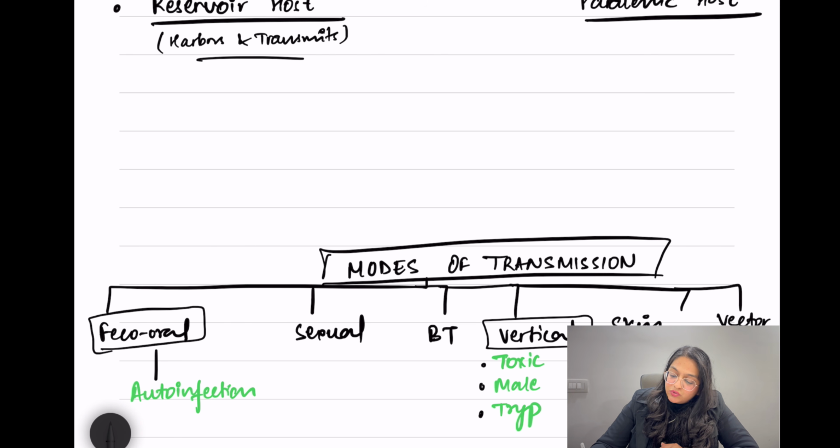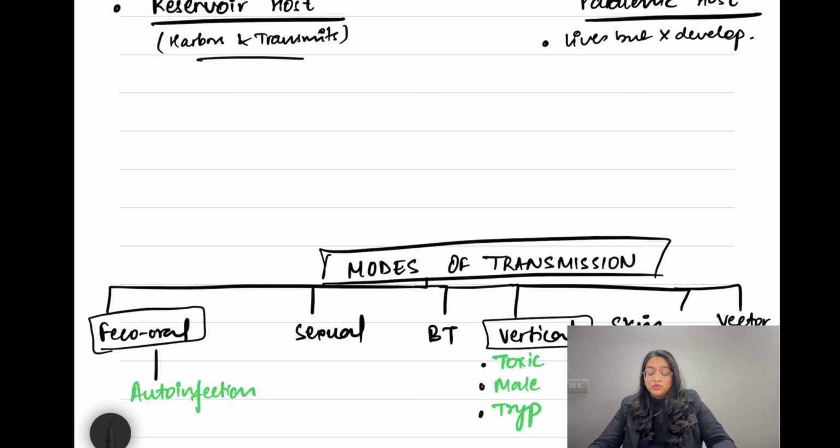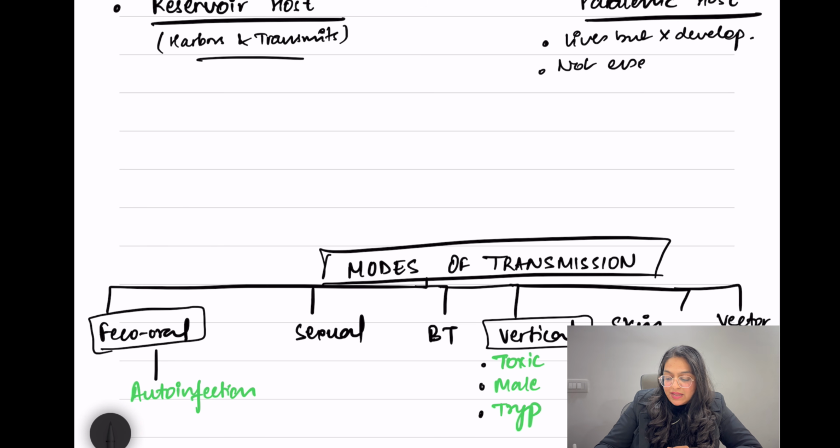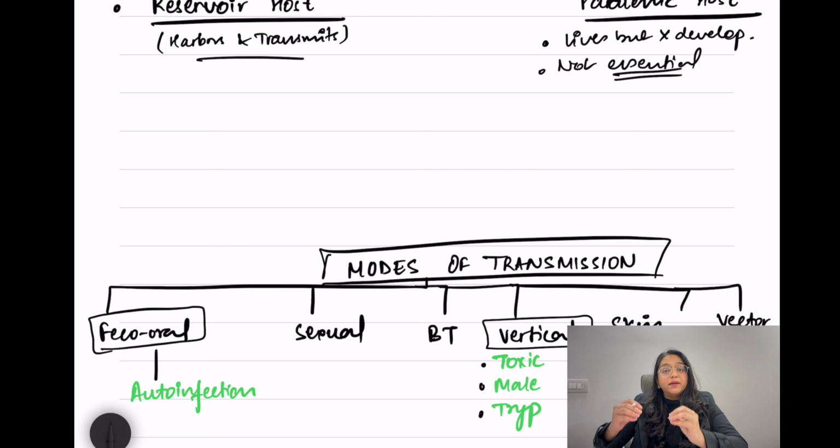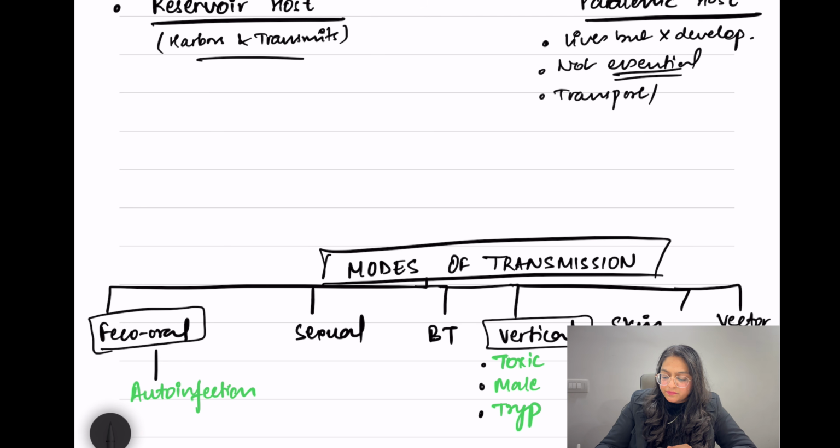What is a paratenic host? The parasite lives but cannot develop. So there is a developmental arrest in a paratenic host. How is it different from an intermediate? It is not essential for the life cycle. Even if the parasite does not hit a paratenic host, the life cycle will still go on. Okay. It can also act as a transport or a carrier. Simply within arrested development, the parasite is sitting waiting for the right turn.